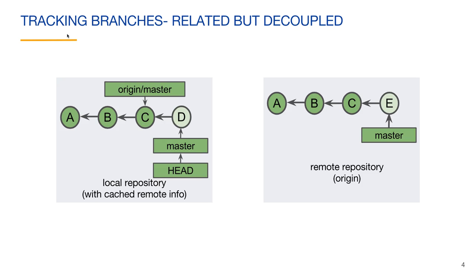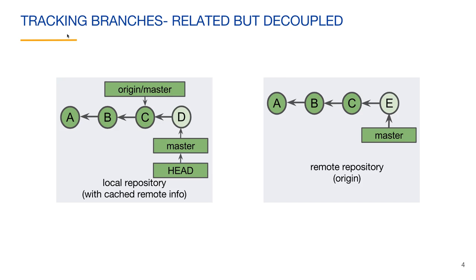A tracking branch is related to its associated remote branch and local branch, but they are decoupled. Tracking branches update separately from both the remote branch and the local branch. This is because tracking branches are only updated with network commands like clone, fetch, pull, and push. The tracking branch acts as a sort of intermediary between the local and remote branches.